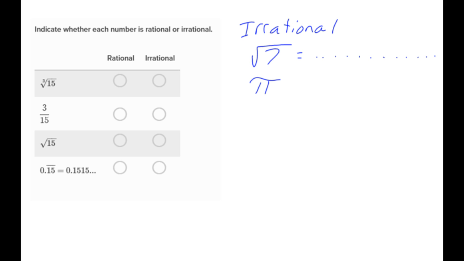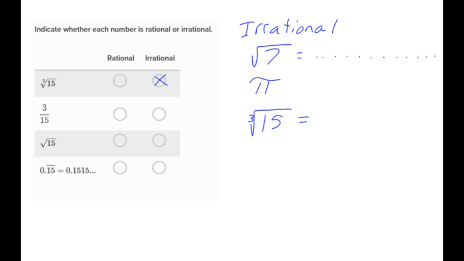Another example of irrational would be their first example, the cubed root of 15. That means what number times itself 3 times will give you 15. And again, you don't find an answer. You do it on a calculator, and all of the digits would line across the calculator screen. So it does not terminate, and it does not repeat. So the cubed root of 15 is irrational.